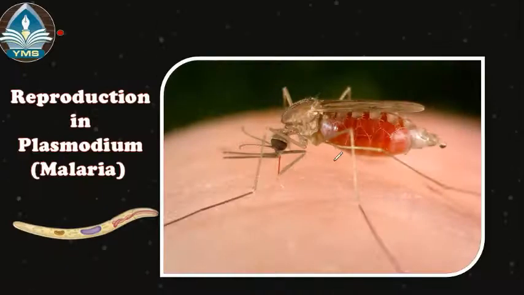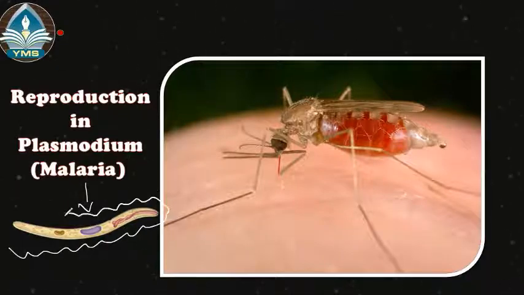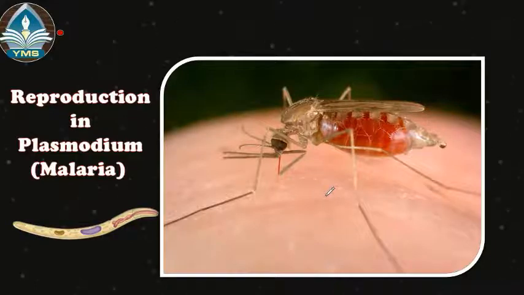Hello dear students, in this video we're going to look at reproduction in Plasmodium. First of all, what is Plasmodium? This is Plasmodium. It is a parasite. So it is not a bacterium, it is not a virus, it is what? It is a parasite. And this Plasmodium reproduces sexually and asexually. Let's look at how this happens.